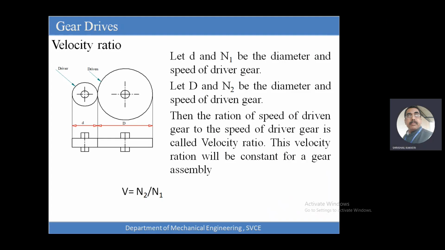Define velocity ratio. What is velocity ratio? Velocity ratio is the output speed to the input speed. In other words, I can say N2 by N1, the angular velocity of the driven gear to the angular velocity of the driver gear. This ratio is called the velocity ratio.